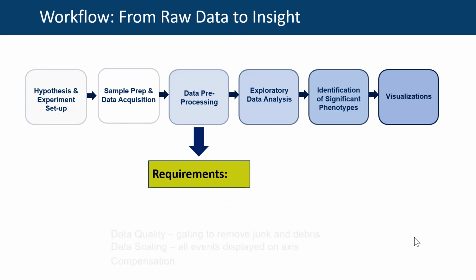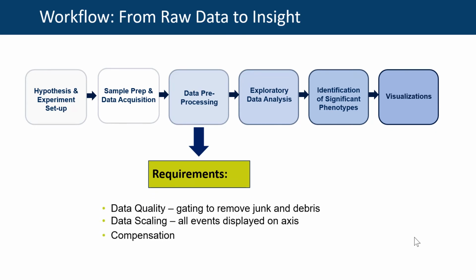And what do we mean when we say data pre-processing? We need to make sure that the data quality is good. So we're gating to remove junk and debris from our sample. We need to make sure our data scaling is correct, so all events are going to be displayed on our axis. And if we're running traditional flow cytometry data, we need to make sure that we're doing compensation correctly. If we're running spectral cytometry data, we need to make sure that we are correctly unmixing our data.